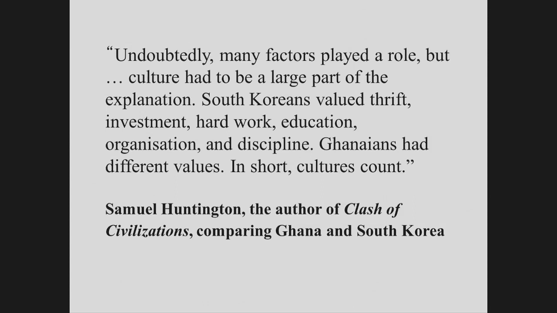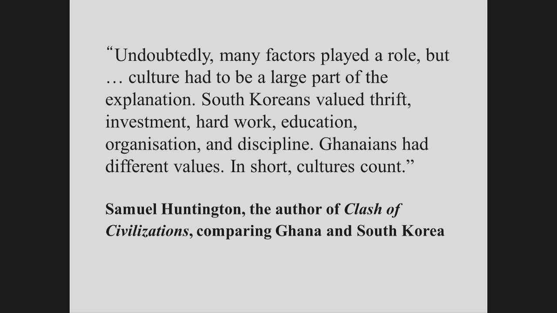So let me give you some quotes. This is from Huntington, and this is beautiful. I mean, he doesn't have any inhibition. So, what is he saying? Commenting on the fact that South Korea and Ghana had similar levels of income in the early 60s, which is actually wrong, since Ghana was twice richer than South Korea in 1961. But anyway, he says South Koreans succeeded because they valued thrift, investment, hard work, education. Ghanaians had different values. Basically, they were useless.